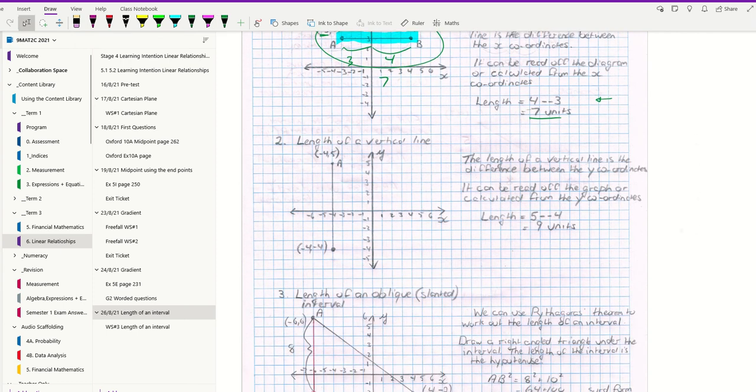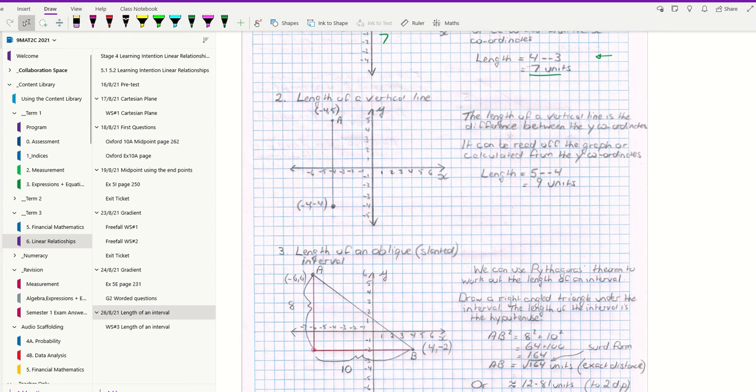You can just check. Okay, the same thing with a vertical line. If we've got a vertical line between point A and point B, then it's simply the difference between the y coordinates. Again, we can count them. We've got 4 there, we've got 5 there, so it is 9 units. We can read them off the graph and calculate from the y coordinates. So this y coordinate, A is 5 and B is minus 4.